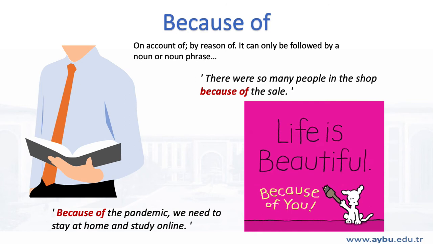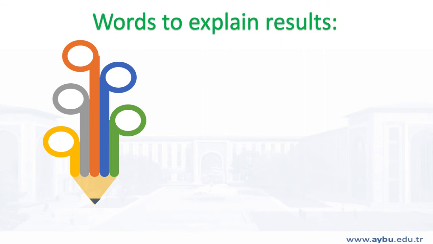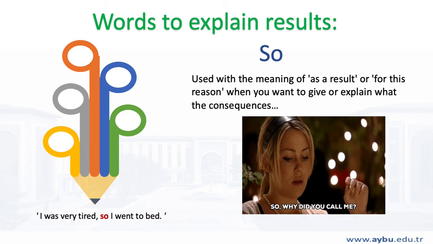Now, I have introduced the words giving reasons. Let's move to the second part. Words to explain results. As you all know, so has many meanings. You can see synonyms for so when it's used with the meaning of as a result or for this reason. When you want to give or explain what the consequences or the result of something happening were, are, or will be. For example, I was very tired, so I went to bed.